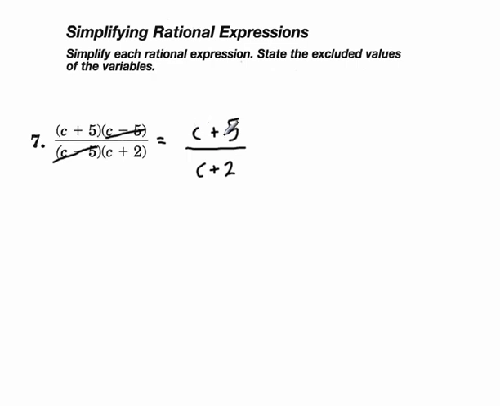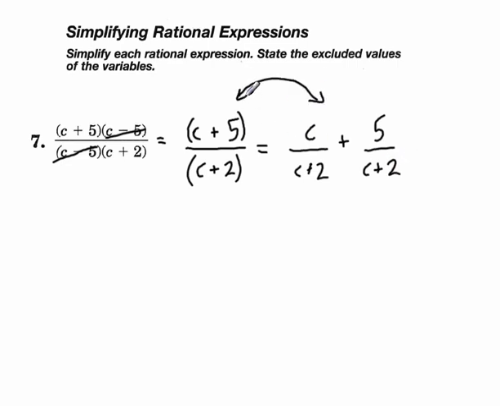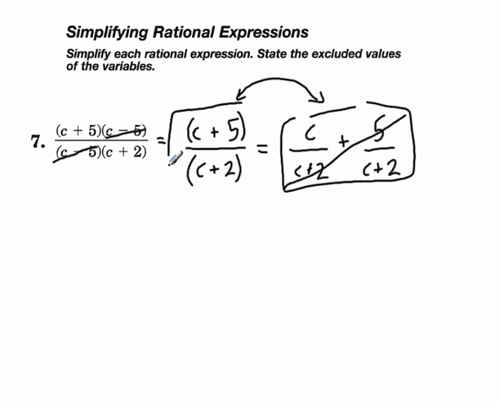Now at this point, I do always have some students that want to cancel the c's because it's the same on top and bottom. I want to caution you that you can't do that. These are locked in parentheses. And I'll explain that a little more in class later. But just so you know about this, the c of c plus 5 is divided by c plus 2. So is the 5. So these are equivalent mathematical expressions. You do not need to do this. That's not a necessary step. This is where you will stop.